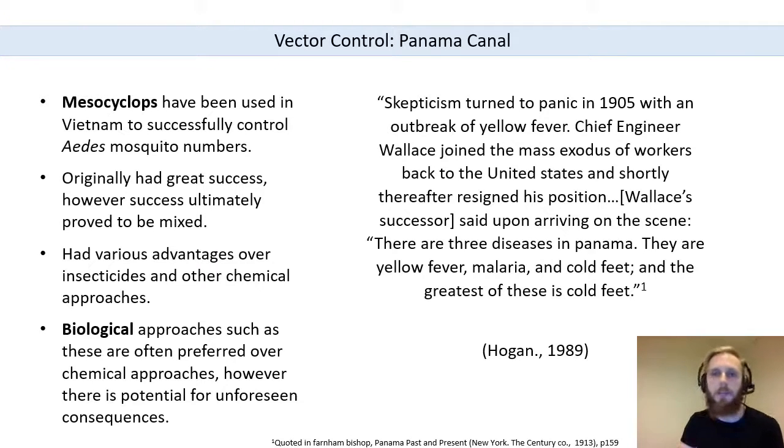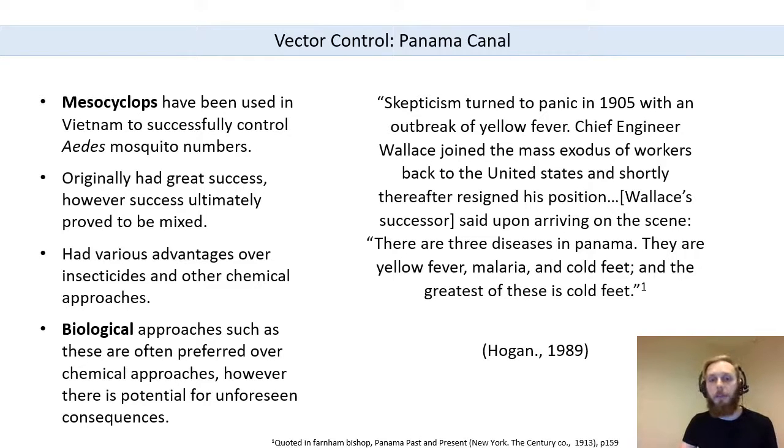Attempts were made to do this. First off, the French tried to do this, but they didn't manage it. And one of the reasons they didn't manage it was because of the huge amount of disease there, and the disease that was primarily impacting the workers was yellow fever.